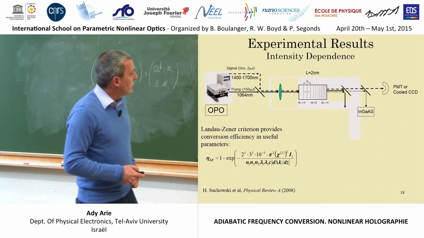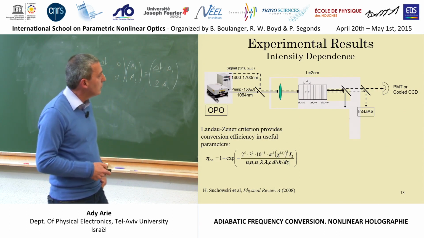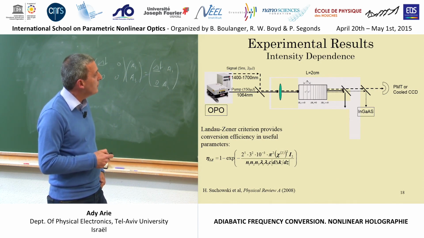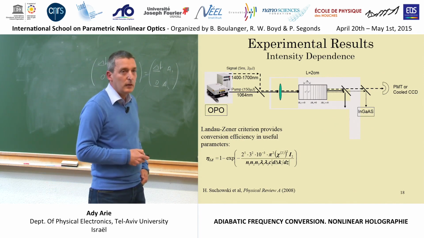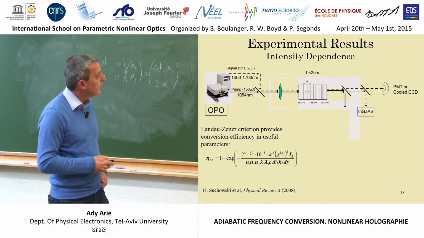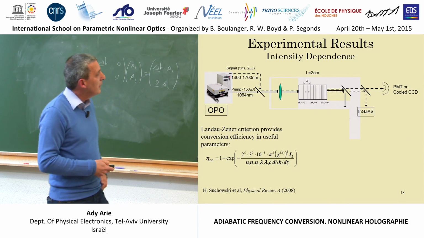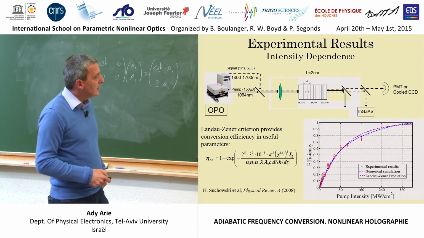Okay, so now let's show you some experimental results. So I think this was our first experiment, in 2008, where we just took a pump, which is 1064, and a signal, which was around 1.5 micron, and we used the chirped KTP crystal. It's not periodically poled, it's chirp poled KTP crystal. And then we do some frequency generation. So this is the result.